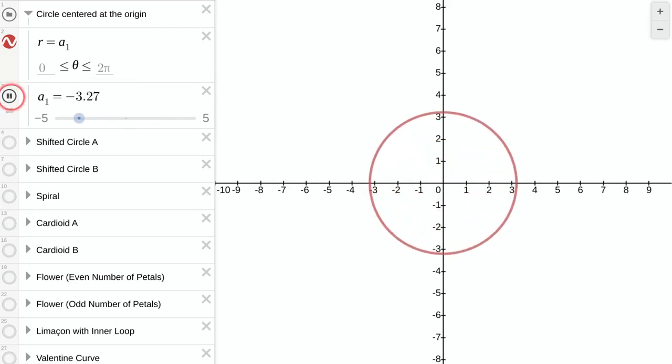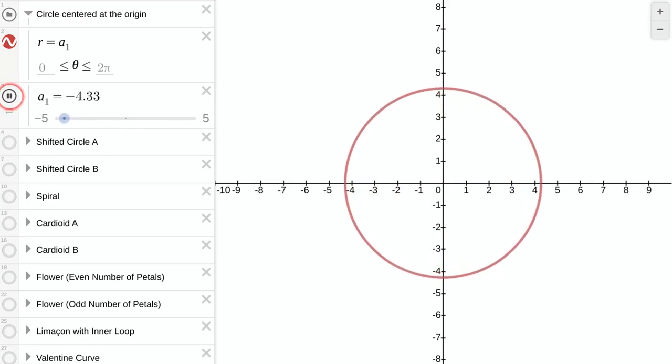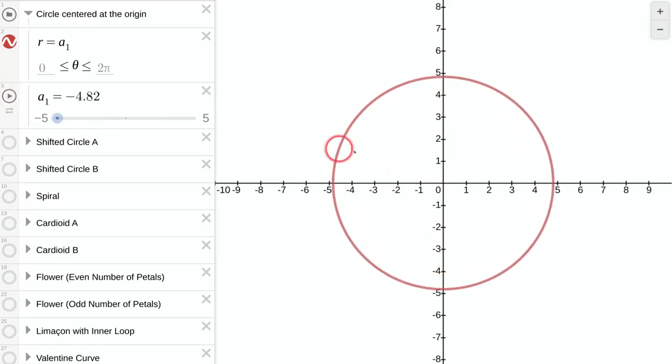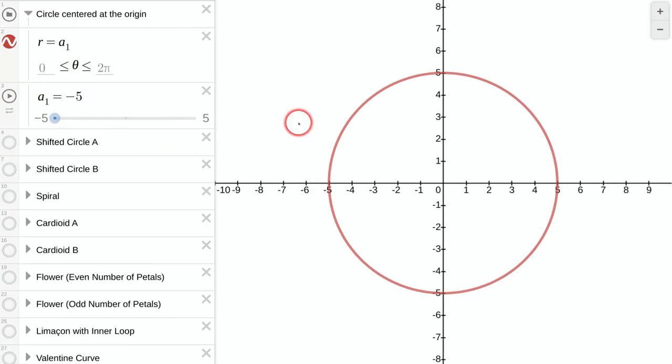It can actually go in the negative direction, and you're still going to get a circle. If you have a negative number for a1, then the radius of the circle will be the absolute value of this number. As you can see here, you can go all the way to -5, and then the radius is 5. Okay, so that's the first one that you would encounter really often. Now let's look at the other one.